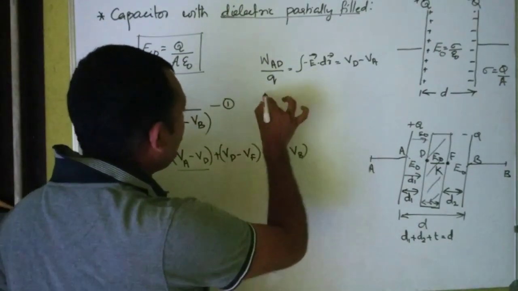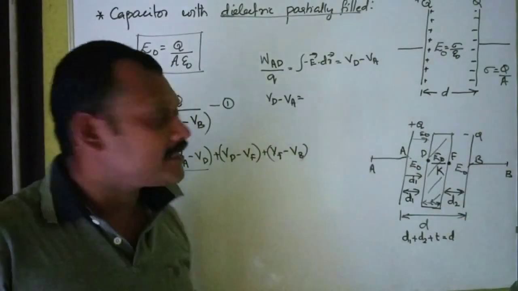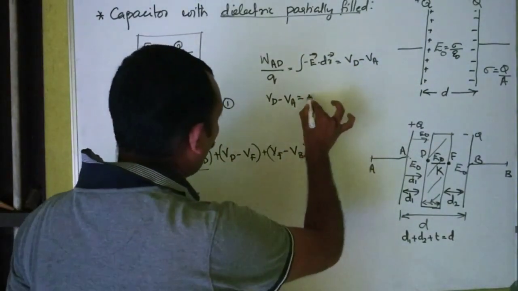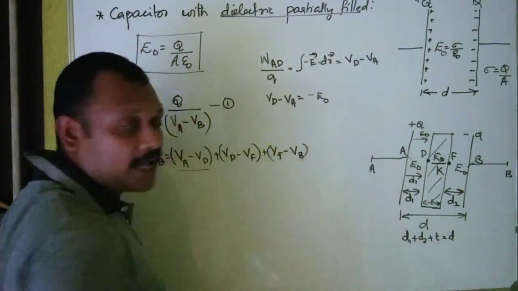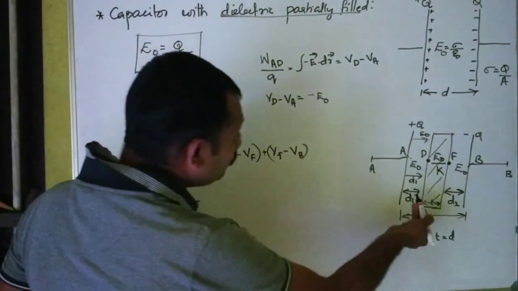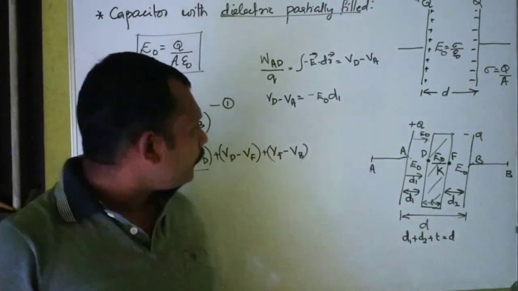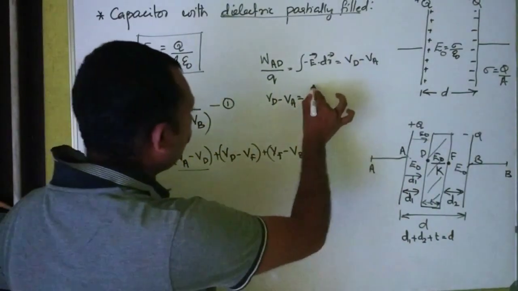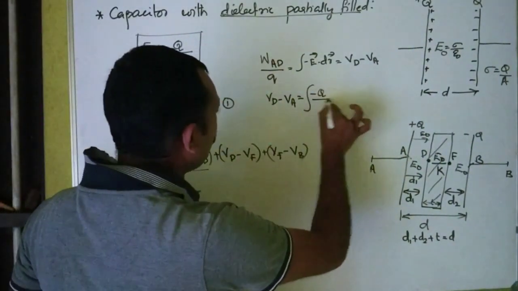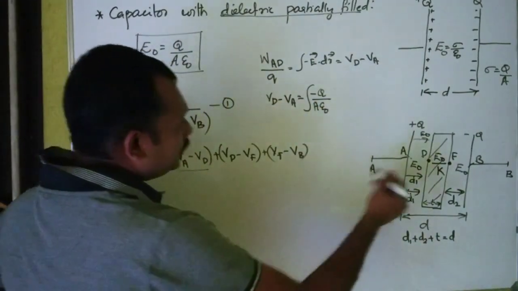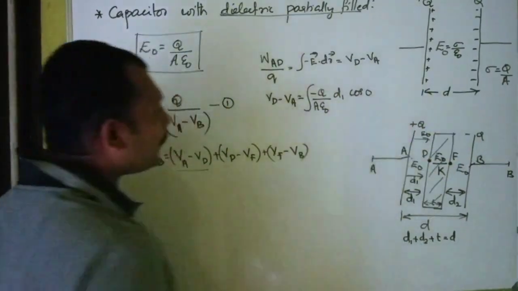WAD by Q, or I will say VD minus VA, is equal to, in the region between the plates, the electrostatic field is a constant. So that means I can take it out of the integral. Minus E0 into, since the field is constant, the integral symbol can be avoided, minus E0 into D1, right? Electrostatic field is constant means no integration. Okay, let me explain it. I am keeping this integral. Minus E0, already we got sigma by, or Q divided by A epsilon 0, into displacement D1. The angle between them is 0 degree because E0 and D1 are parallel to each other.